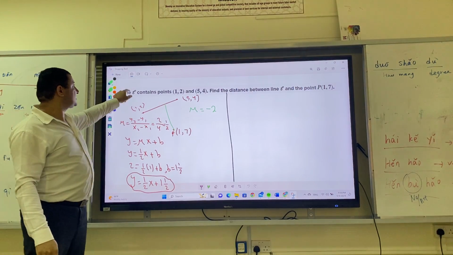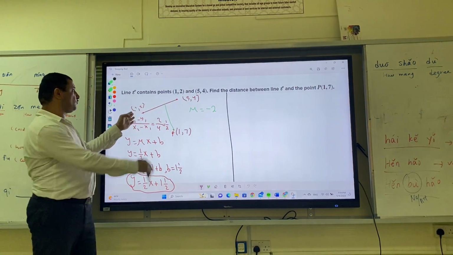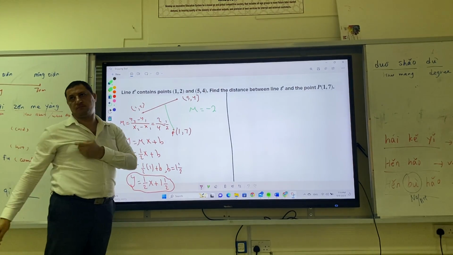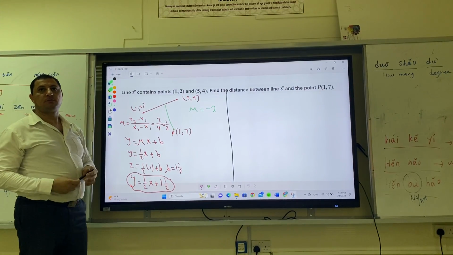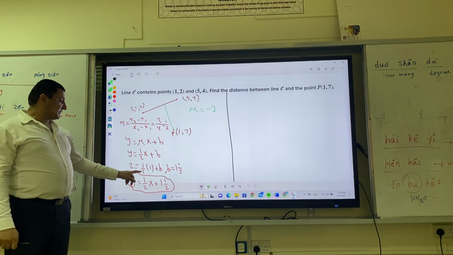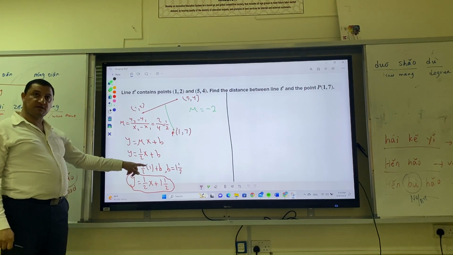It's already given. It says line containing these 2 points. So I have 2 points. I'm connecting between them. Subtract half from both sides. So 2 minus half. It's 1 and 1/2.